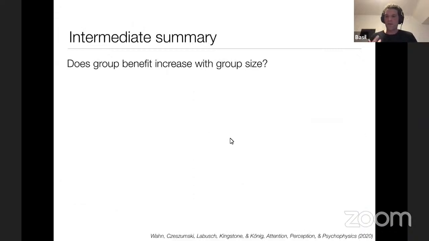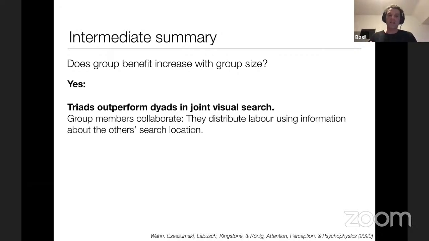Now I want to wrap up this first study. So here's an intermediate summary. The initial question was, does the group benefit increase with group size? The answer is yes. Triads outperform dyads in a joint visual search task. We also find that group members collaborate. They distribute the labor using information about the other's search locations, in the same way as in the initial Brennan study.